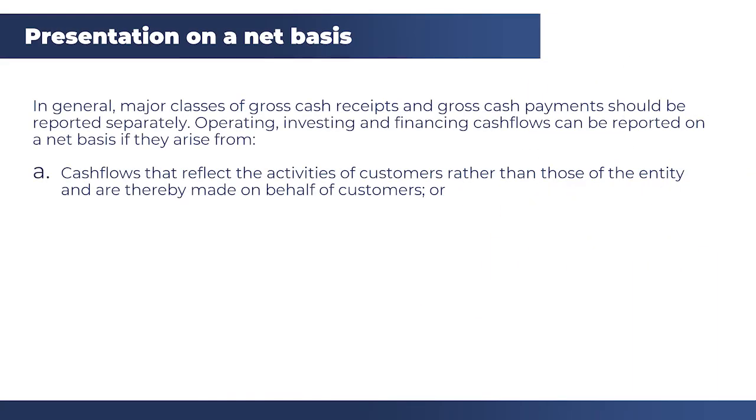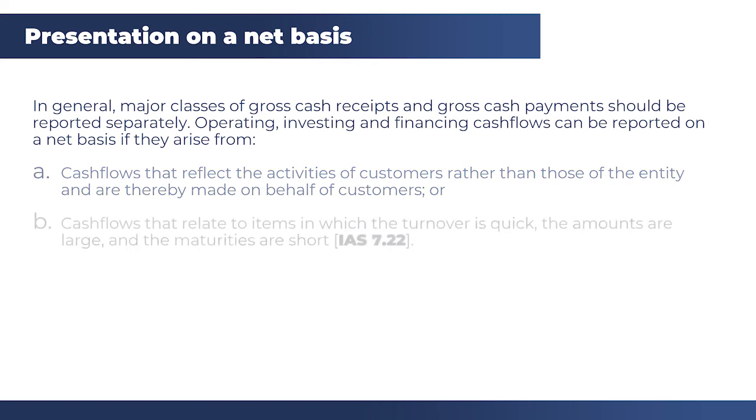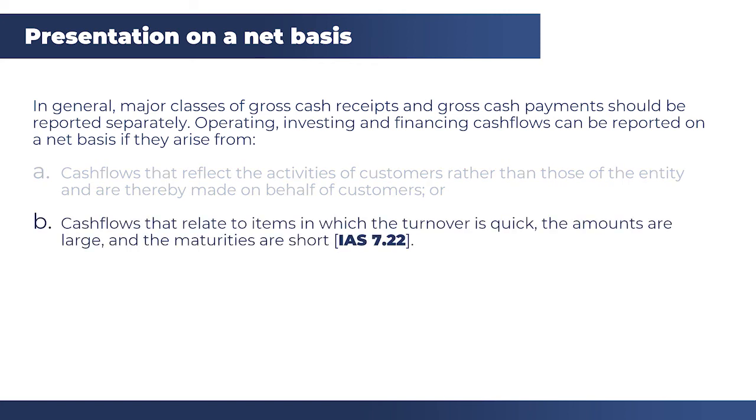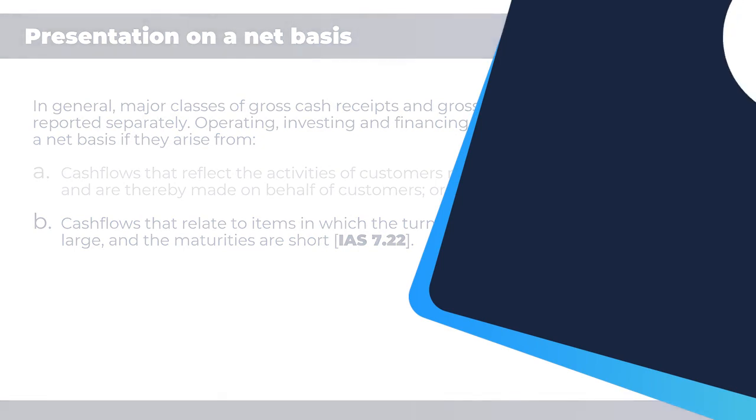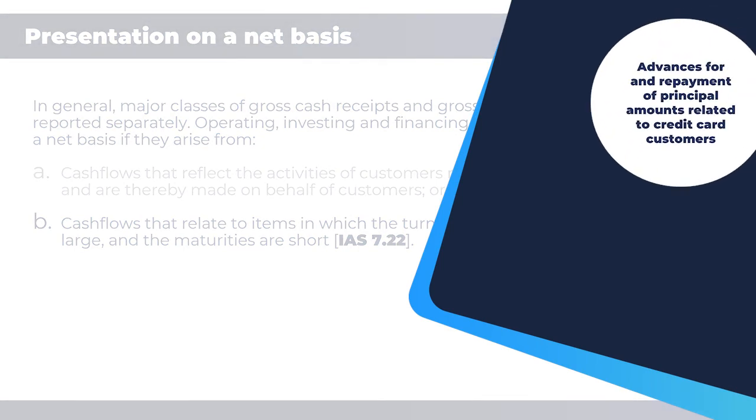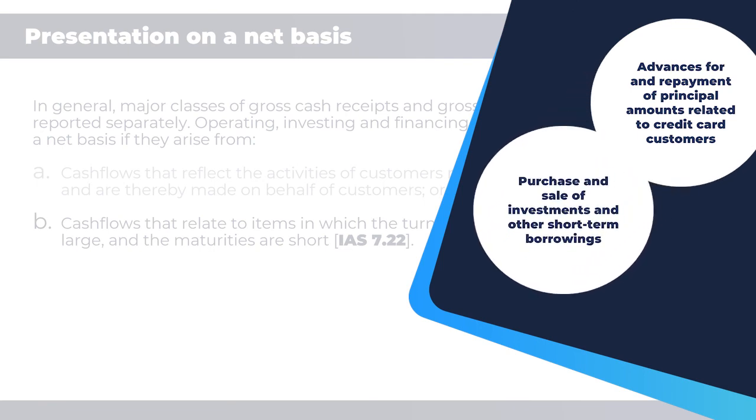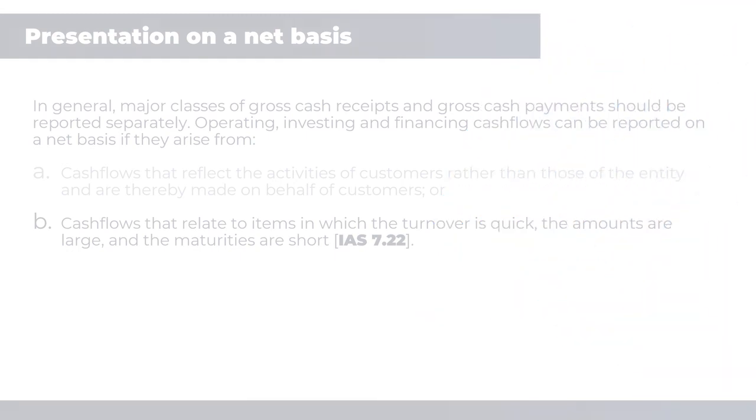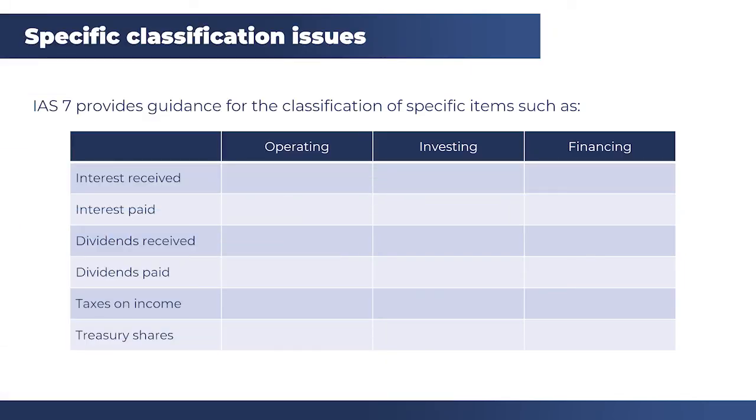The second example provided by the standard are cash flows that relate to items in which the turnover is quick, the amounts are large, and the maturities are short. Examples of this include advances made for and the repayment of principal amounts related to credit card customers, the purchase and sale of investments, and other short-term borrowings such as those with a maturity on drawdown of 3 months or less. As the last part of this video, we will discuss specific classification issues.